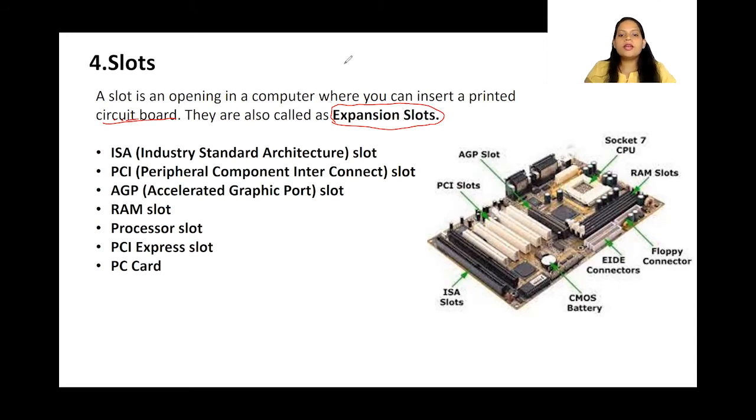So what types of slots are available? Let's just see. First one is ISA, or industry standard architecture slot. Second one is PCI, which is peripheral component interconnect slot. The third one is AGP, which is accelerated graphics port slot. Then you have RAM slot, processor slot, PCI Express slot, and PC card. Here in this image, you can see some of the slots, like the RAM slot, AGP slot, PCI slot, ISA slots, CMOS battery here.